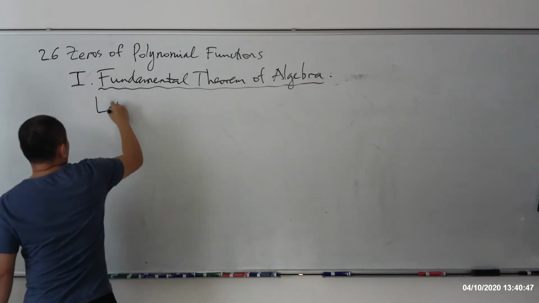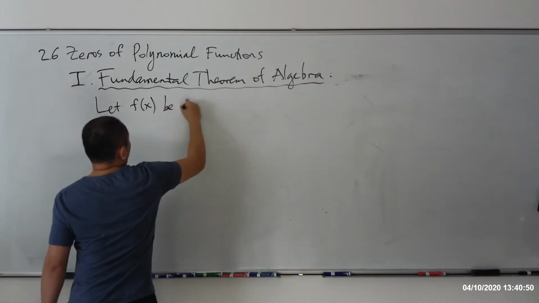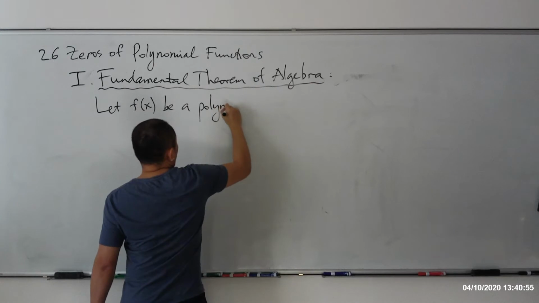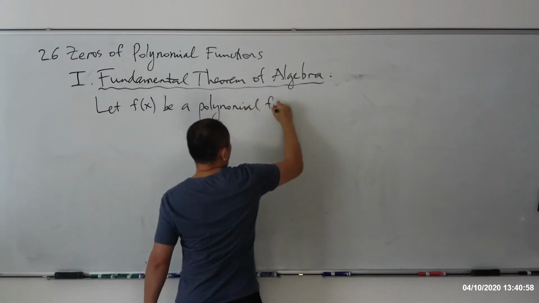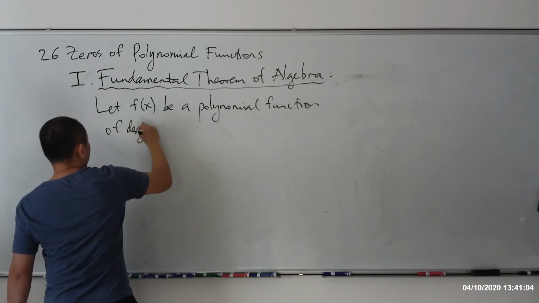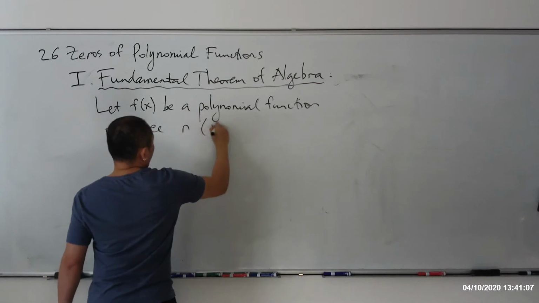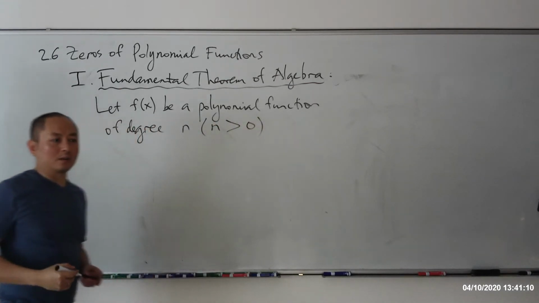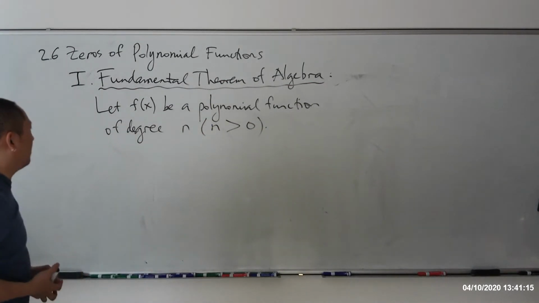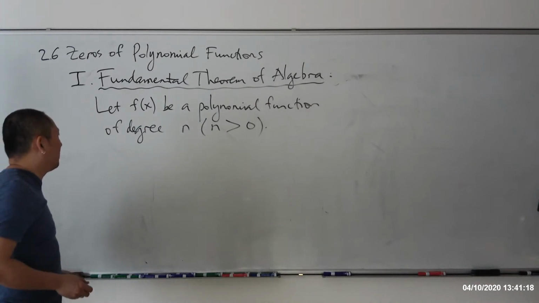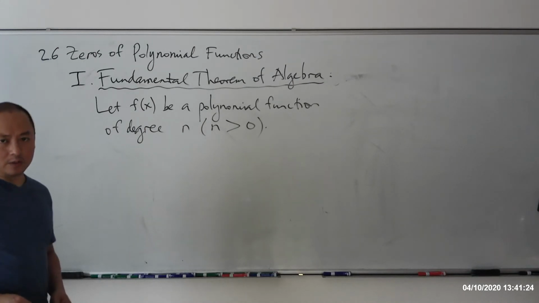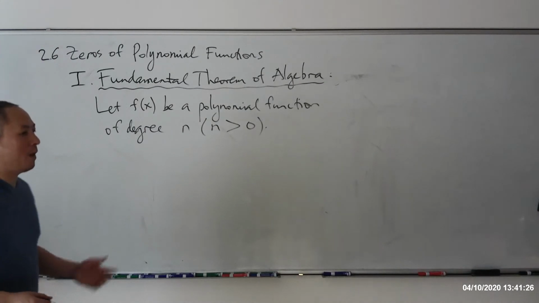So first of all, we let f of x be a polynomial function of degree n. There's one condition: n is greater than 0, so we don't count constants. Degree 1, 2, 3, okay? The version of this theorem in the book says a polynomial function of degree n, when n is greater than 0, will have at least one zero. That's more general, more powerful, we understand that.